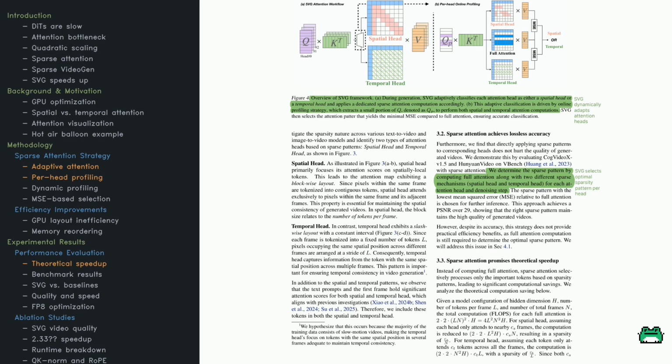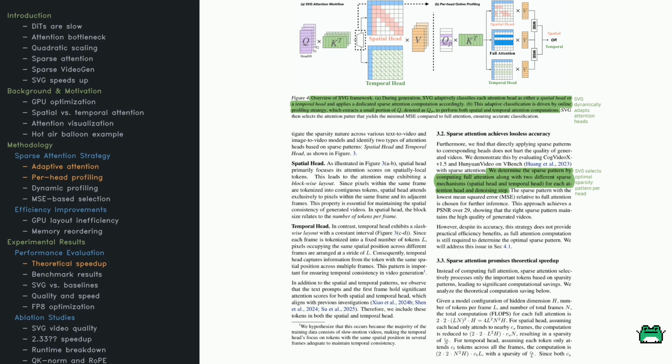Spatial heads focus on nearby tokens within the same frame, ensuring local details remain sharp. Temporal heads, on the other hand, track the same positions across frames, keeping object motion and consistency intact. SVG uses this knowledge to selectively process only important tokens, skipping unnecessary computations. The best part? Sparse attention achieves lossless accuracy. Experiments on CogVideoX and HunyuanVideo show that sparse patterns don't degrade video quality.